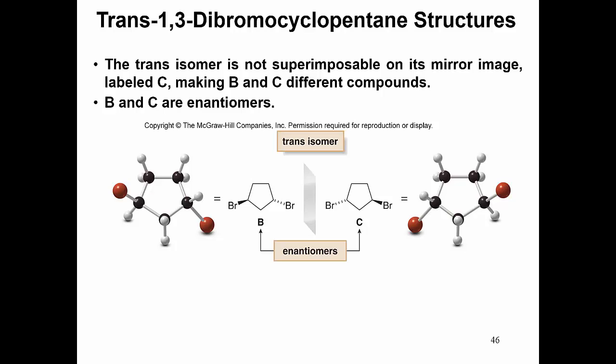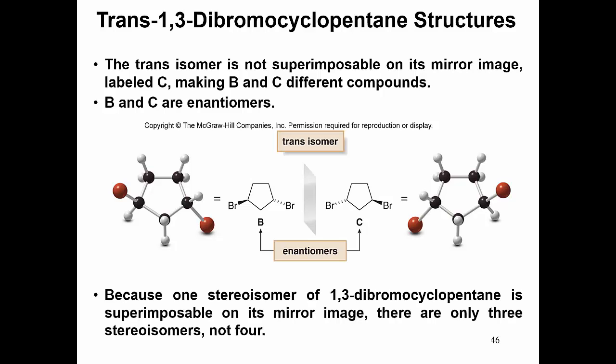All right, the trans isomer, and what we can see is, unlike the cis isomer, the mirror image of the trans isomer, they are enantiomers. They're not superimposable. Amazing. So B and C are enantiomers. So in the case of the cis isomer, they're identical. The mirror images are identical. Cis dibromocyclopentane, we have identical compounds, but the mirror image of the trans isomer, we get another one.